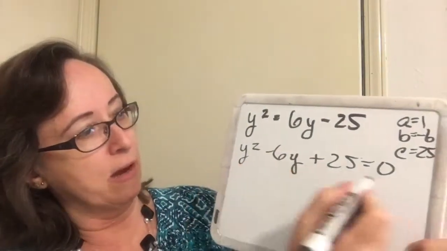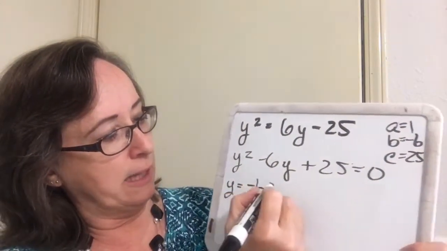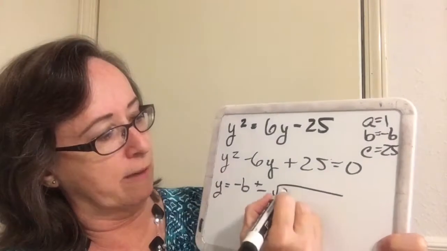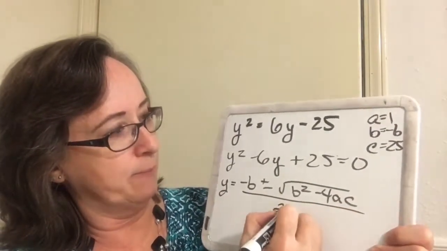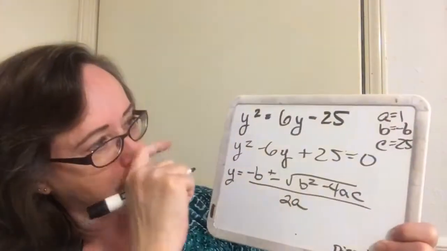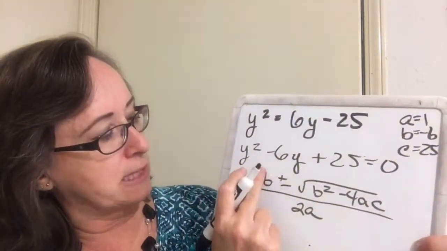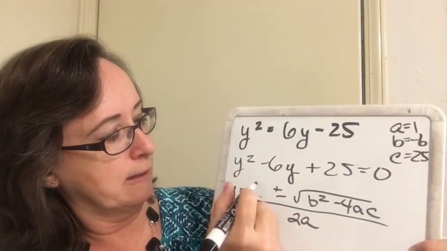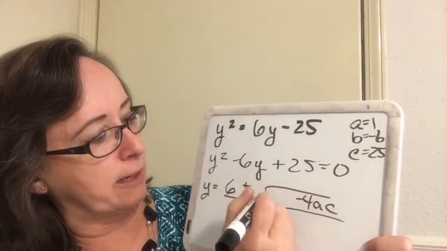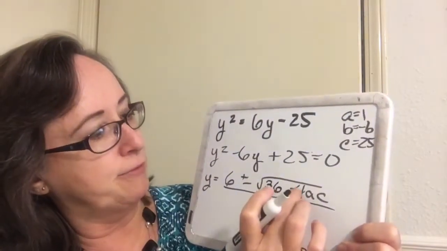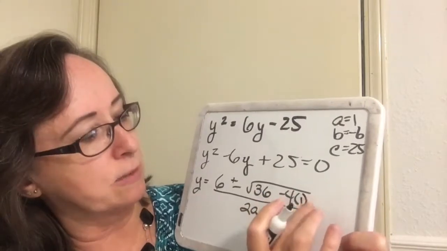Okay, so now when we write down y equals negative b plus or minus the square root of b squared minus 4ac all over twice a, and I start to plug in. So negative b is going to be a negative 6, so that's going to be a positive 6, plus or minus b squared is going to be a 36 right here. And then the 4 times the a, and the a is 1. And the c is 25.